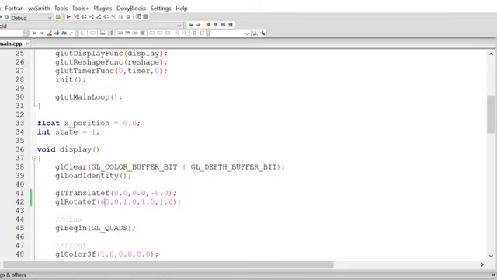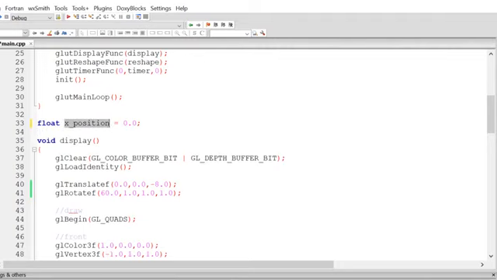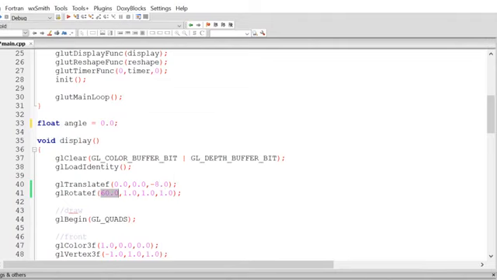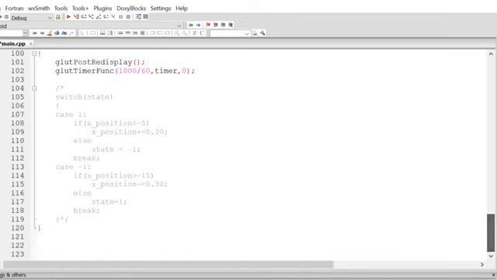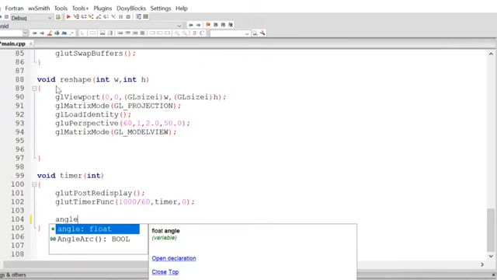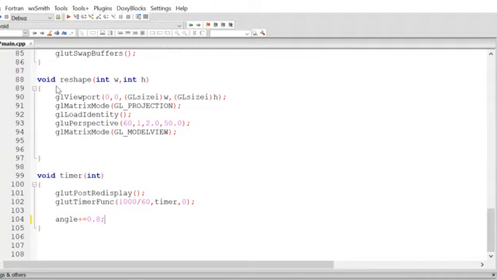So I had these 2 variables here. I'll actually remove the state variable because I do not need this anymore, and the variable x position will now become angle, and I'll replace this here by angle. And now we need to increment the angle periodically. So instead of this switch block, I'll add the code angle plus equal to 0.8. I'll increase it a little bit for every frame, and this angle is in degrees, by the way, if you were confused.